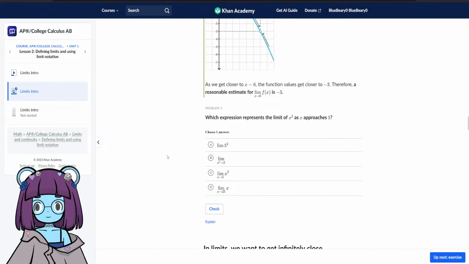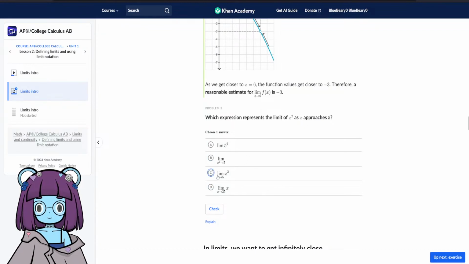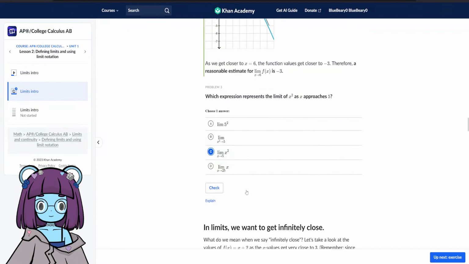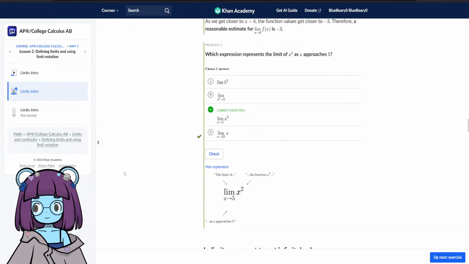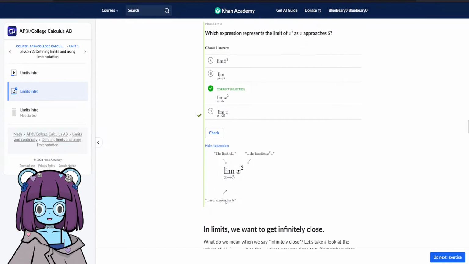As x approaches 5. So it's not this. I'm assuming x... Probably this one, because the x is approaching 5. It's not like x squared is approaching 5. And then this is the function. So x squared is the function. Yay! I'll just click all the explanations, because why not? Yeah, the limit of the function x squared as x approaches 5.